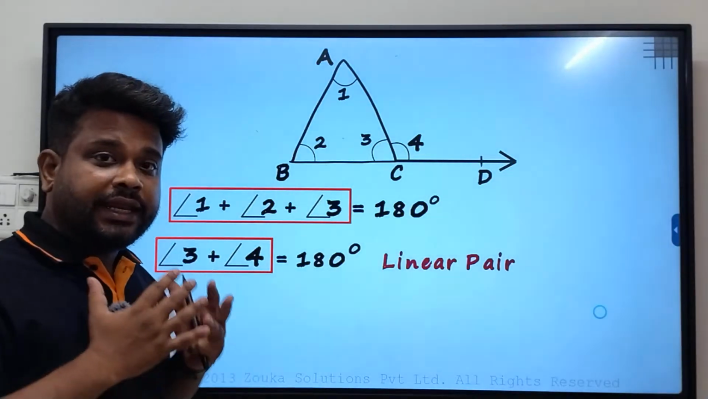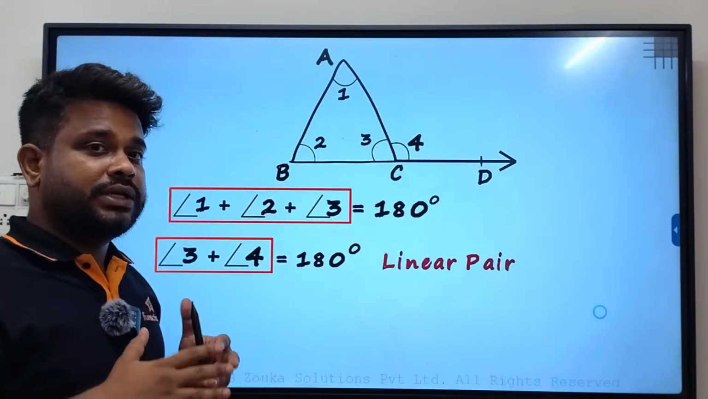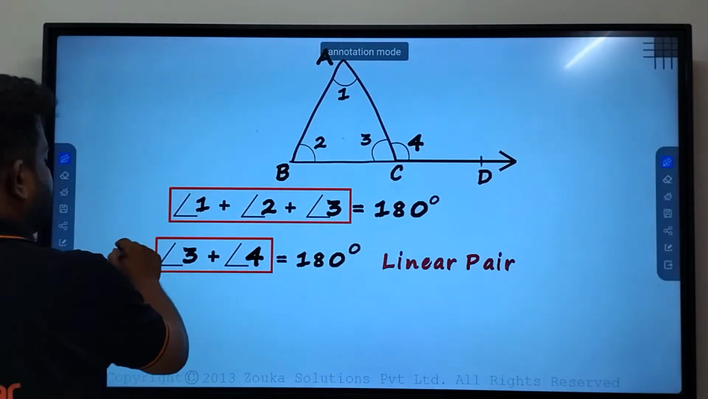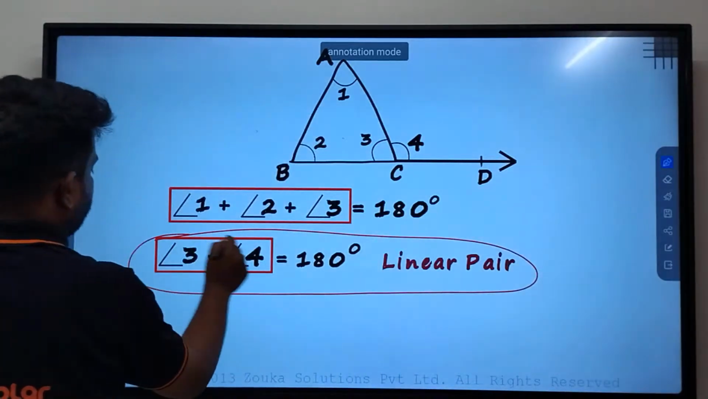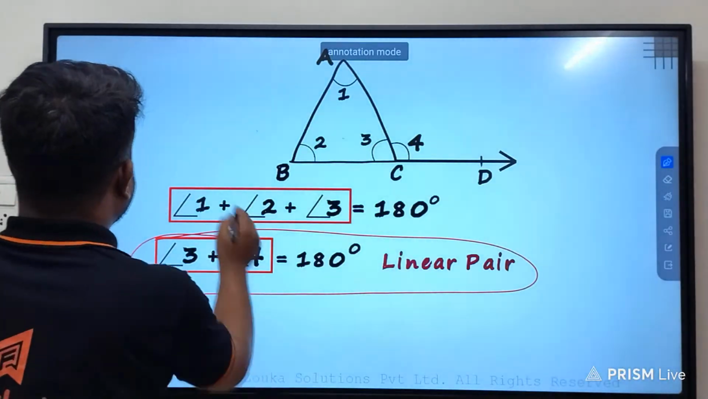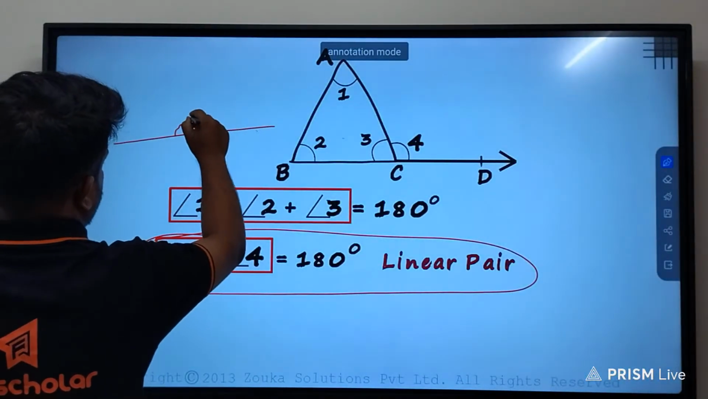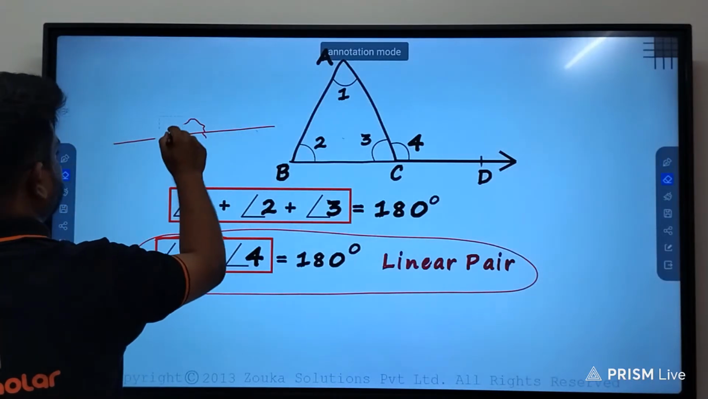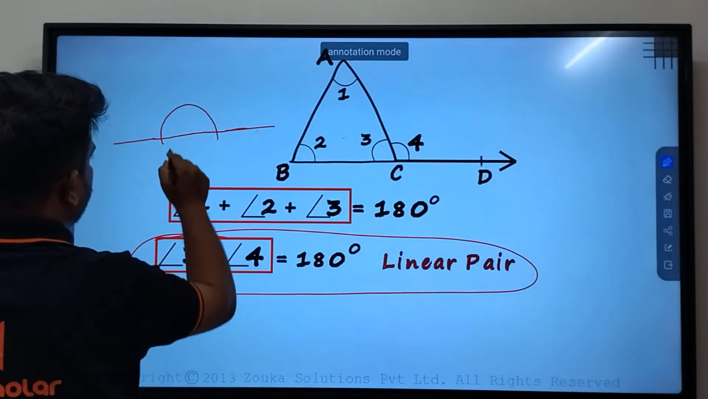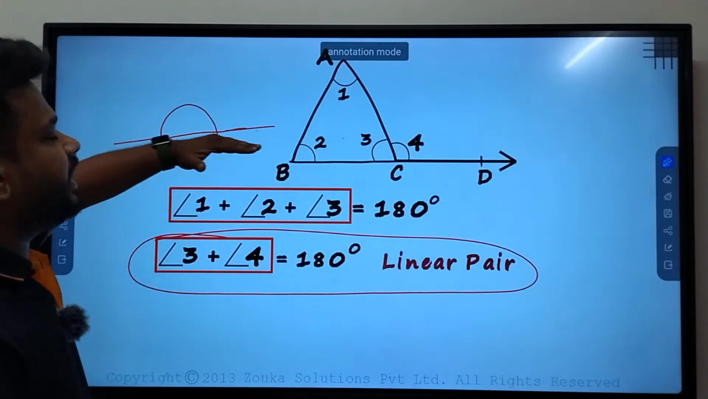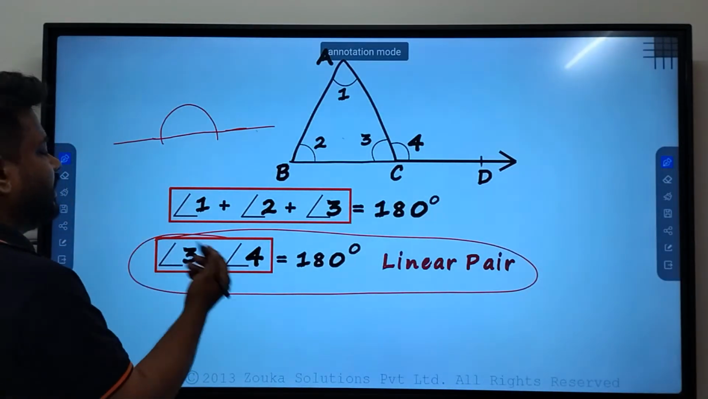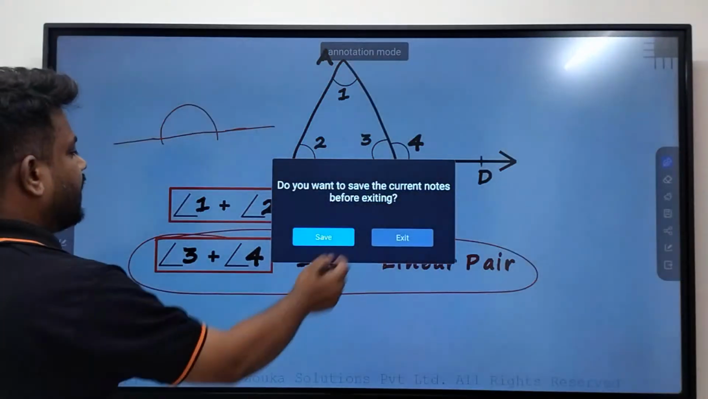Okay, the measurement of any linear pair will be 180 degree, and this one is important for you guys also, that you have to remember this one, that they will also be called the straight angle or straight line angle, and they will be measuring like this one. Okay, the measurement of the angle on a straight line will be 180 degree. Okay, and they will be called the linear pair.